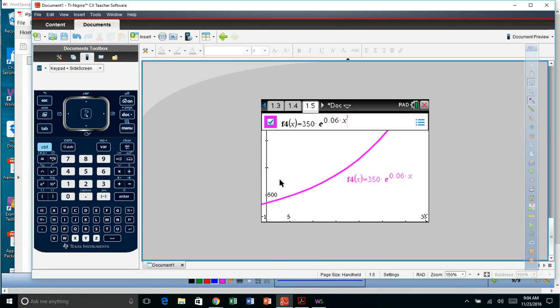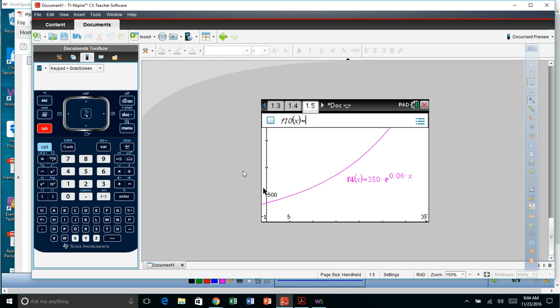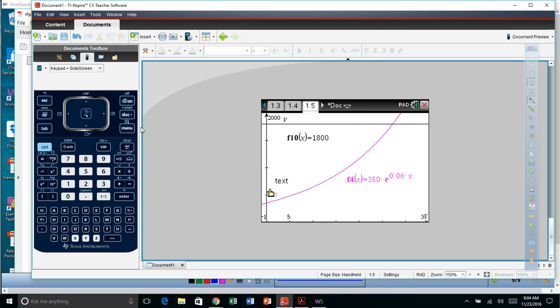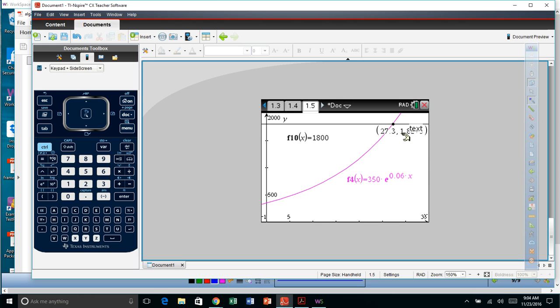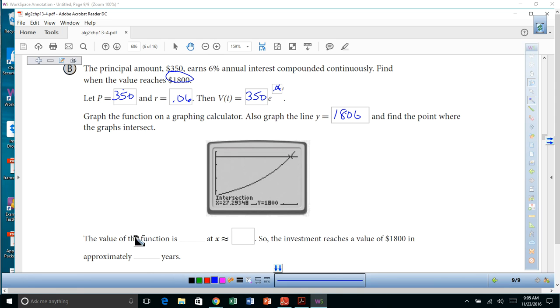There it is. I already got it in there. So we're going to press tab, and we're wanting $1,800. We're wanting to know when it reaches $1,800. Menu 6, 4, and that's going to take 27.3 years. So the value of the function is $1,800 at approximately 27.3. So the investment reaches a value of $1,800 in approximately 27.3 years.